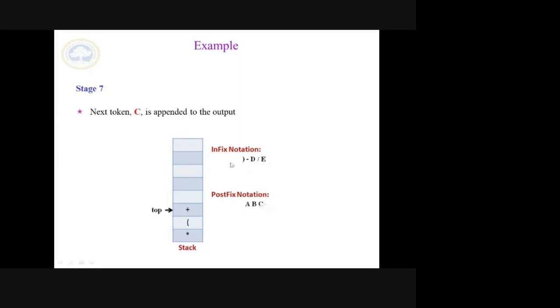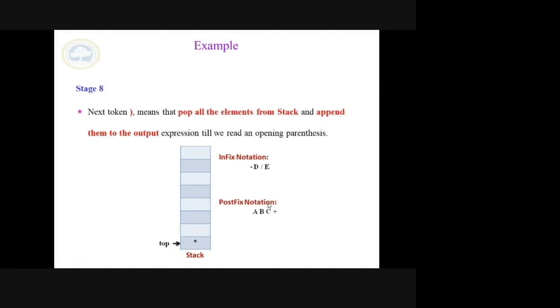Next close parenthesis comes. When close parenthesis is encountered, don't push it inside the stack. Instead, it will pop all the elements until your open parenthesis. There is only one operator, so that operator will be taken out along with the open parenthesis. So plus will now be in the postfix notation. Now only star is there.